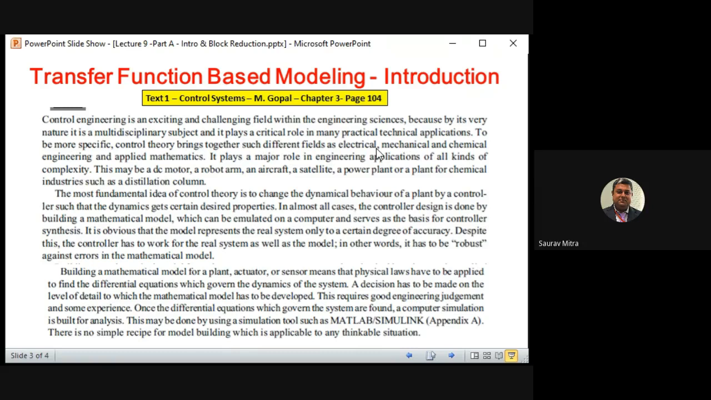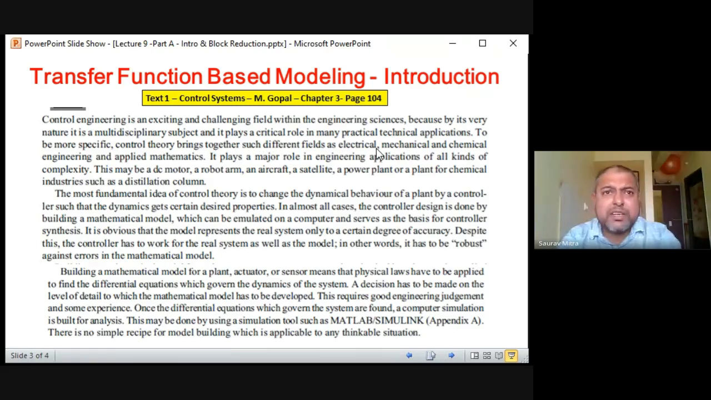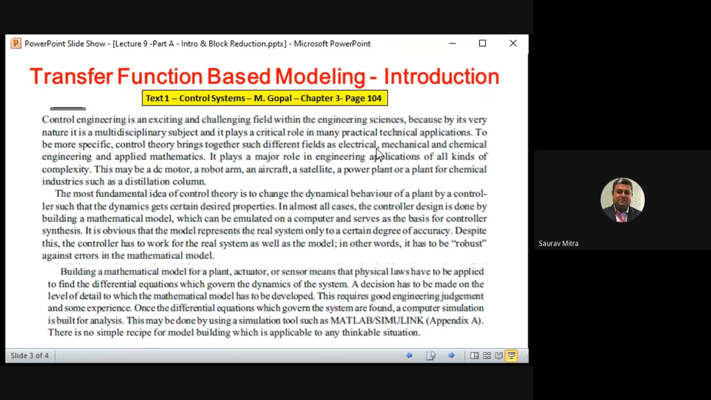So building a mathematical model for a plant, actuator or sensor means that physical laws have to be applied to find the differential equations which govern the system dynamics. These are all continuous time systems, and they can be governed by a set of equations called differential equations or ordinary differential equations. That is nothing but how a variable is changing with respect to time, whether it is second order dynamics or third order dynamics. Third order dynamics means d cube x(t) by dt cube. Second order dynamics is d2 y(t) by dt2. So all those things we have to find out.